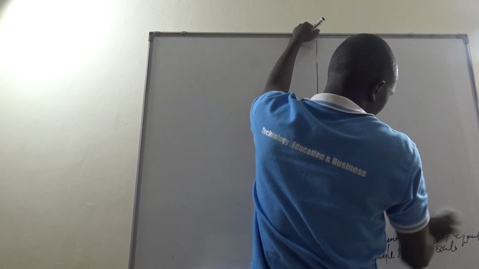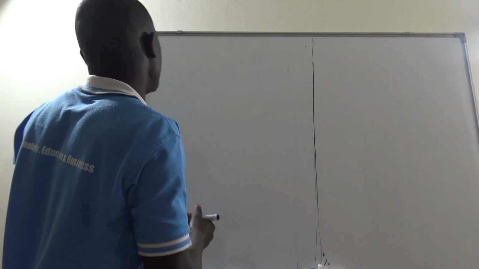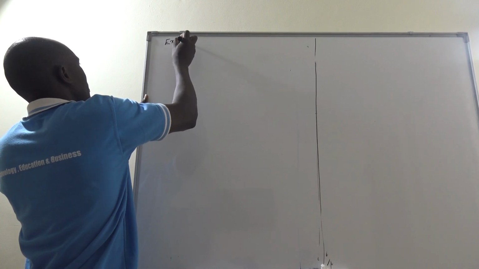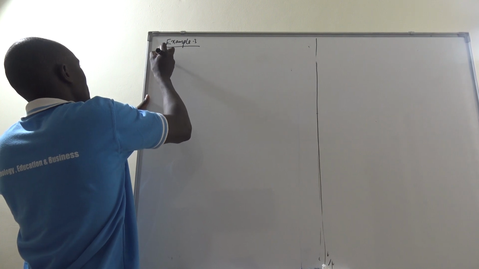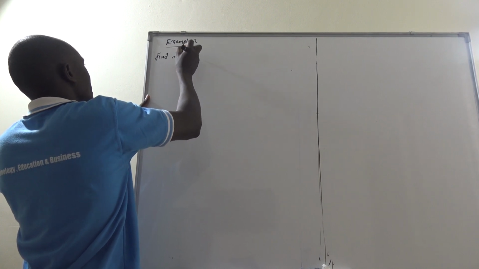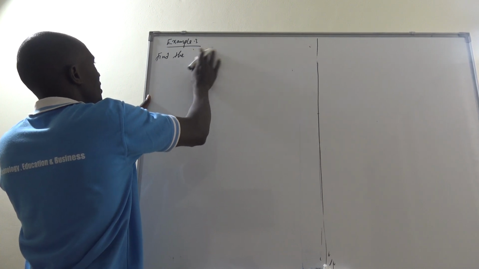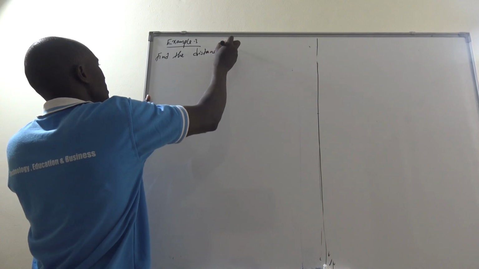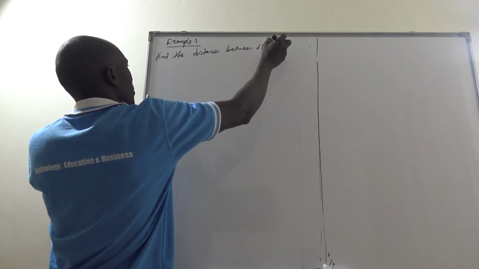Which would mark the end of this part on lengths as we proceed to another part. Let's call it example 3. Find the lengths. We can say find the distance between the points.